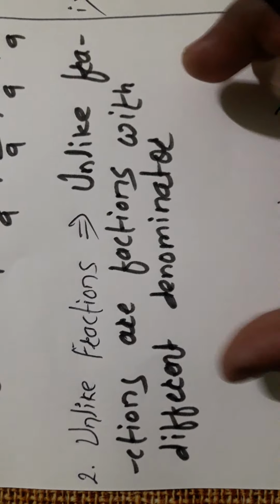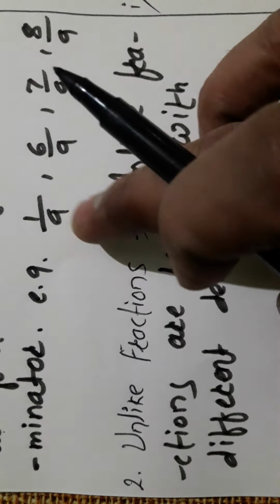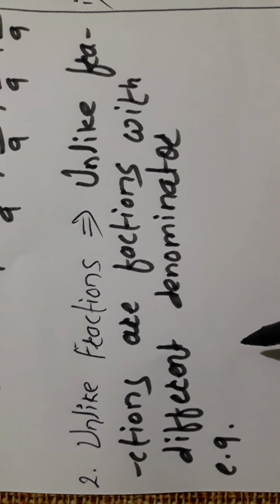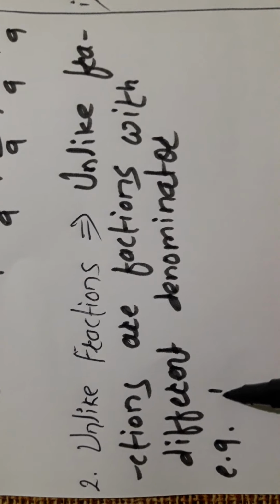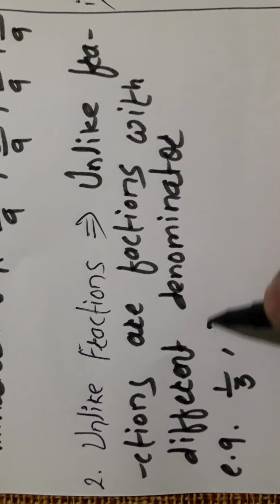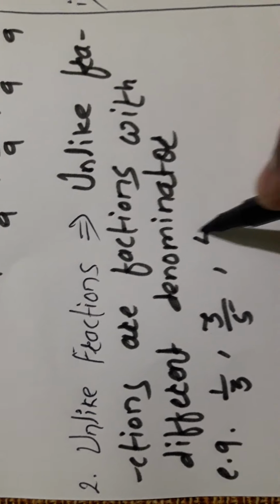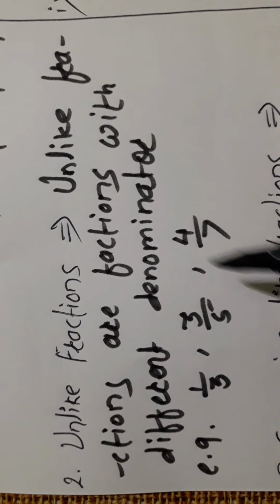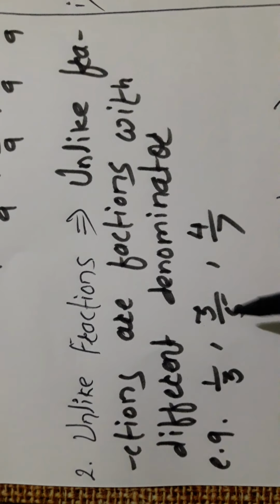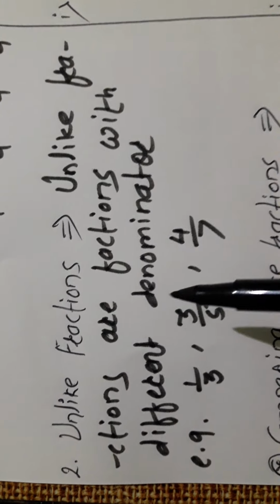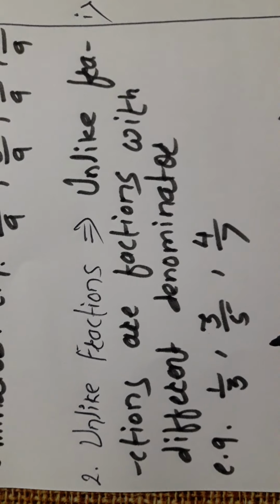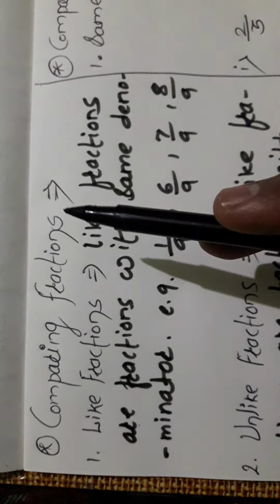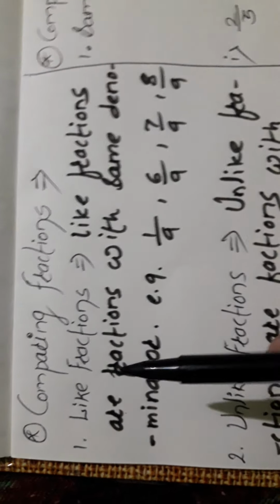Means the fractions having different denominators. Here we took the same denominator, now we see different denominators. You can take any fraction, and improper fractions are also there. For example, 1 by 3, 3 by 5, 4 by 7. Here the denominator is 3, here 5, here 7. Many examples you can give, and those fractions are called unlike fractions. Do you understand? Those are very important concepts under this point, comparing fractions. Before comparing, you must know those two concepts.